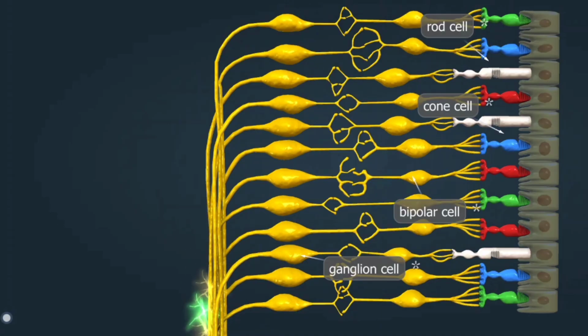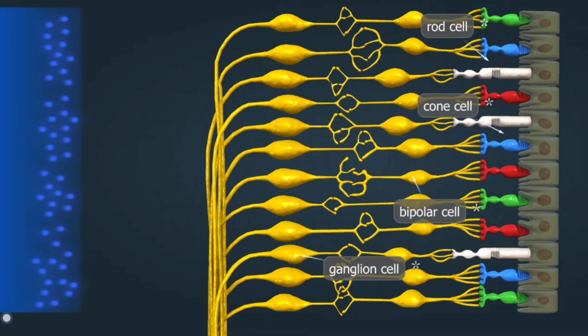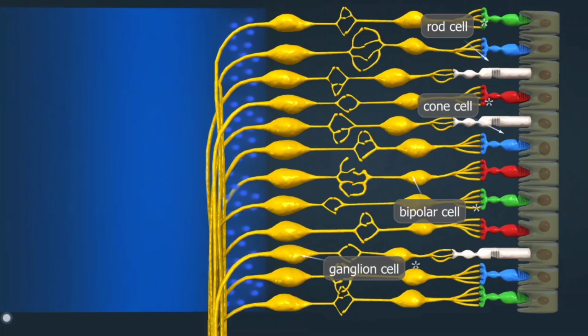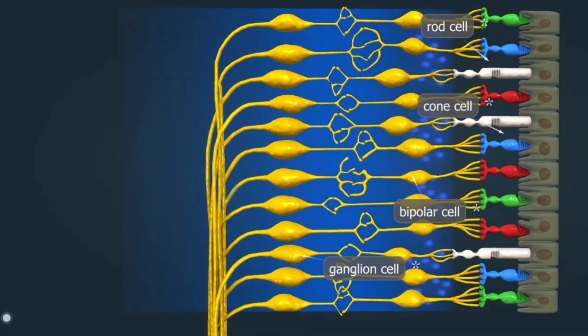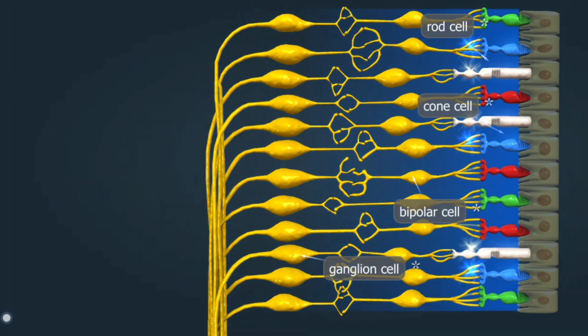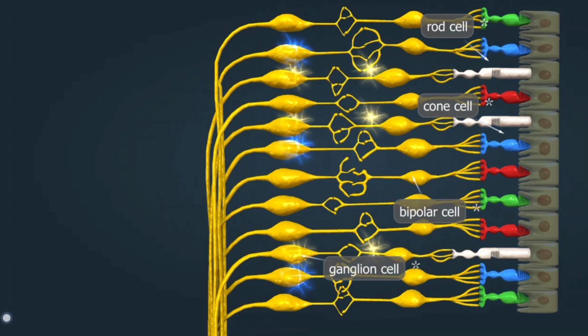The three types of cone cells are sensitive to red, green, or blue light. Their photosensitive pigment is iodopsin, which is similar to rhodopsin but contains a different protein. The stimulation threshold of cone cells is higher than that of rod cells. They are not active in low light. This is why we lose color vision at dusk.